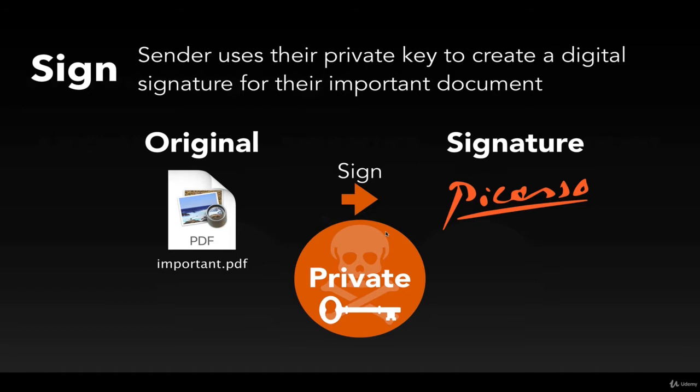We raise it up to the power. We'll talk about exactly what we do, but just for now, we take this document and we sign it with my private key. I'm the only one who has it, and that generates this signature, which apparently my signature is Picasso's signature. Looks just like Picasso's signature.